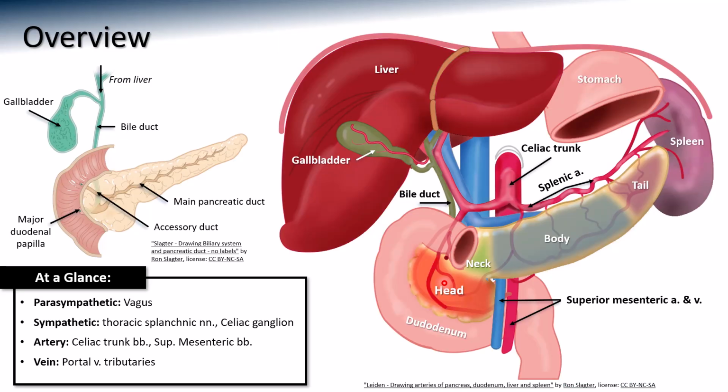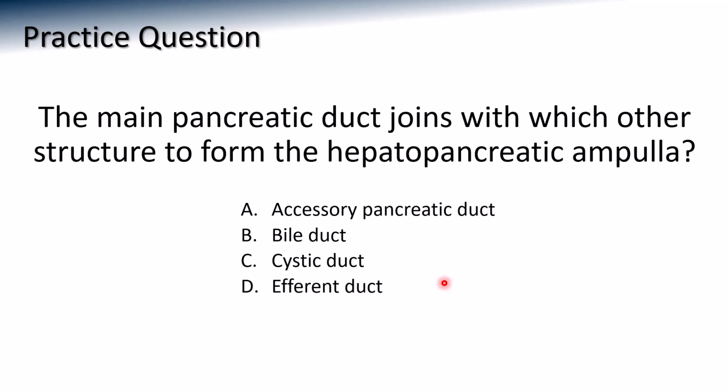And once again, I have put together a little overview slide for you. And again, please use this just as a reference while you're studying. And we will finish up with a practice question. The main pancreatic duct joins which other structure to form the hepatopancreatic ampulla?